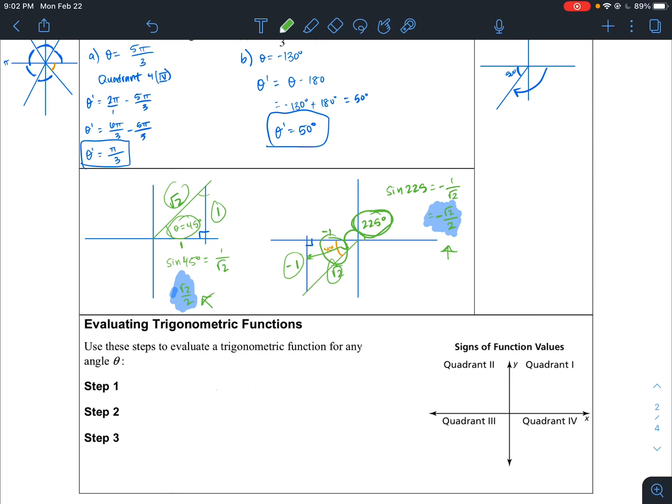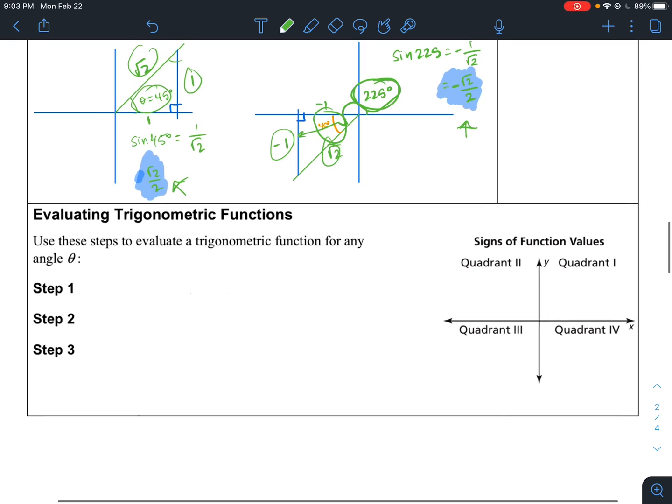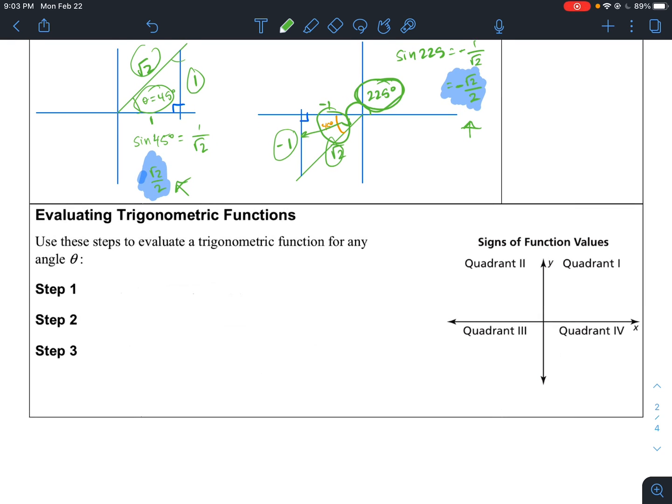So down here, this is going to be a process to help us evaluate the 6 trigonometric functions for any angle. It doesn't matter which quadrant the angle is in, this will help us in any case. So first, step 1 is to find the reference angle.